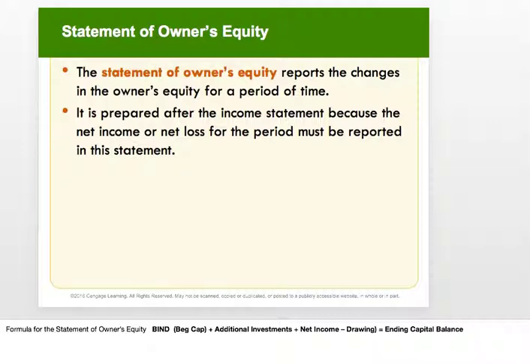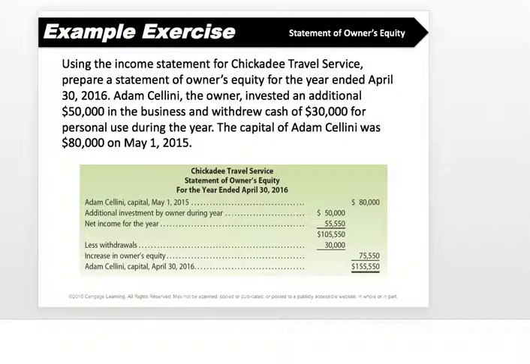Now we're going to look at an example exercise of the statement of owner's equity. It says using the income statement for Chickadee, which is what we just did, prepare a statement of owner's equity for the year ended April 30th, 2016. Adam Cellini, the owner, invested an additional $50,000 in the business and withdrew cash of $30,000 for personal use during the year. The capital of Adam Cellini was $80,000 on May 1st, 2015.